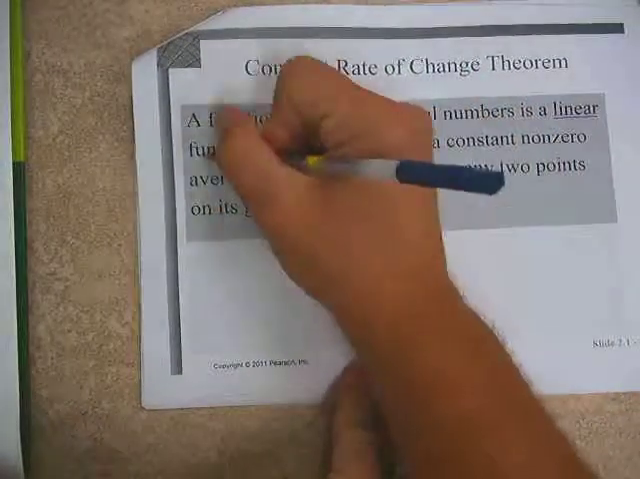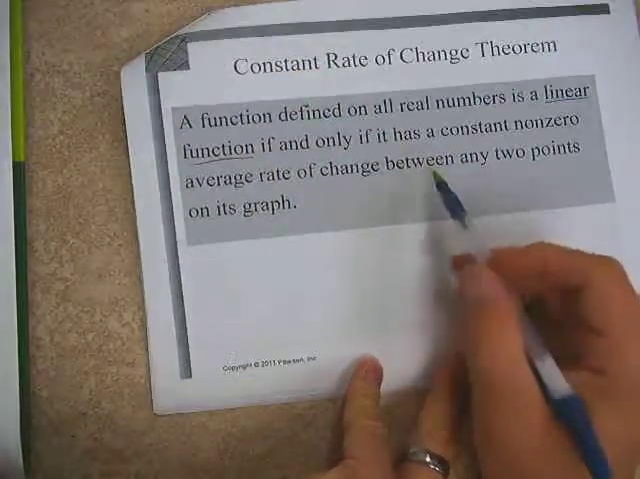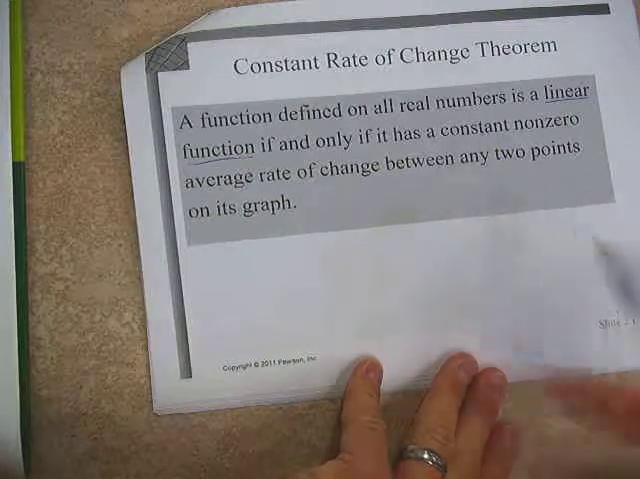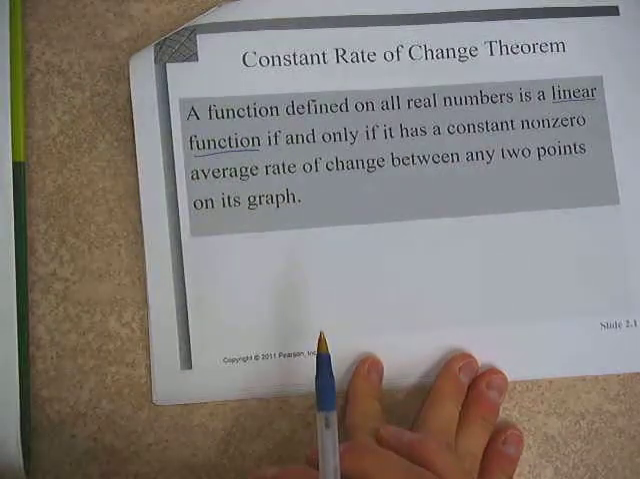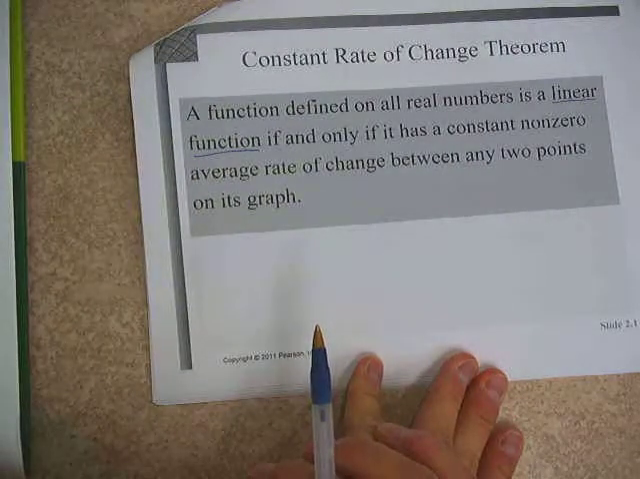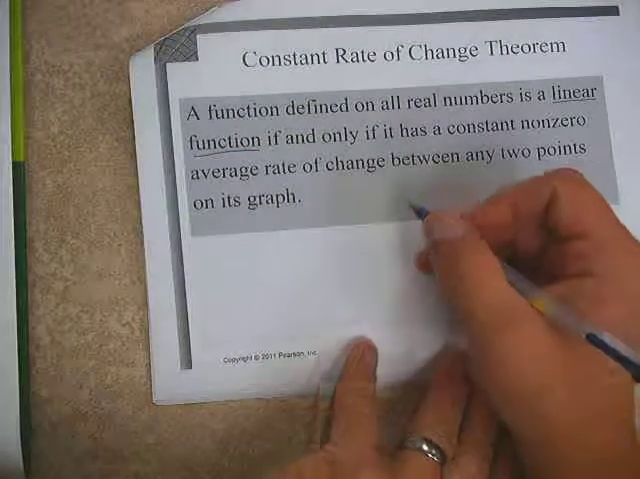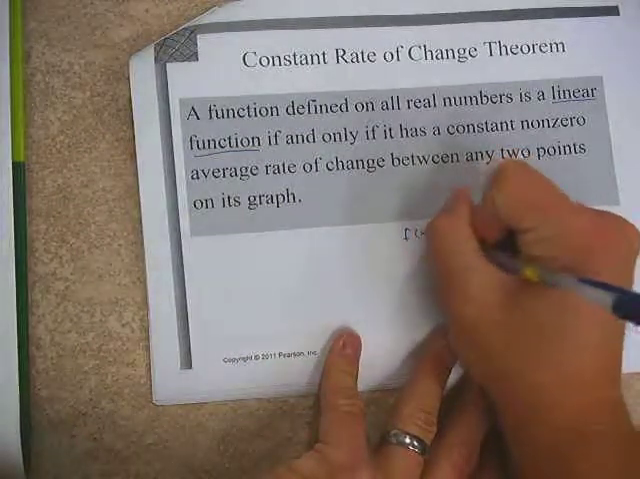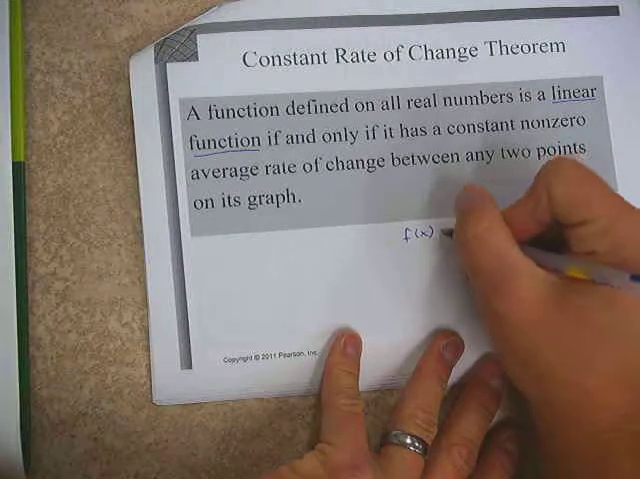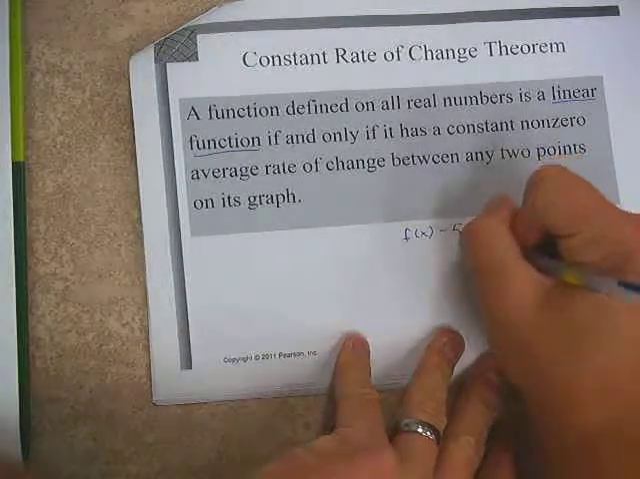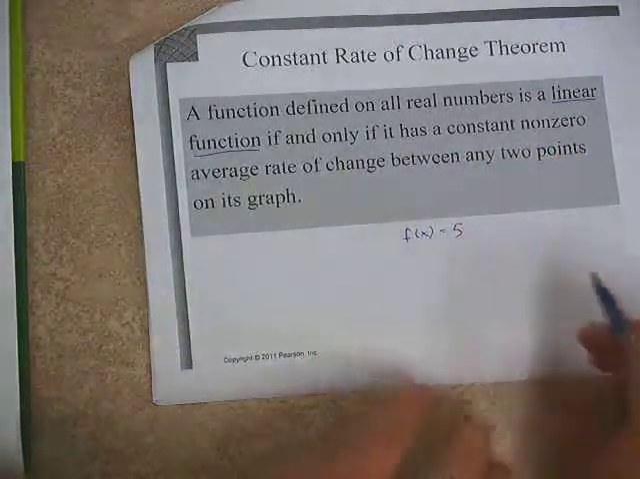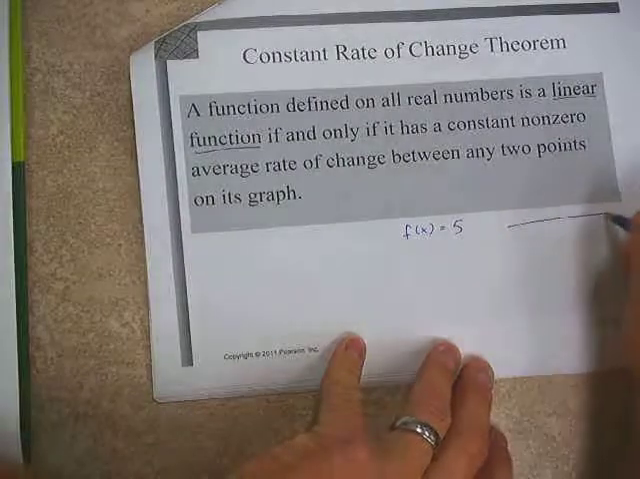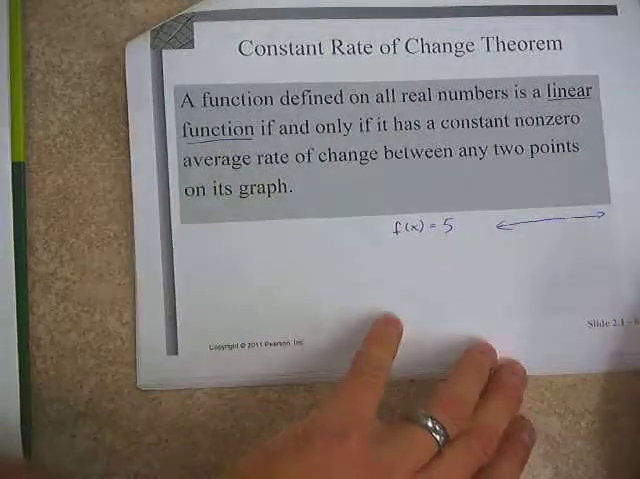There's one other definition here in your book. It's on page 172. It says a function defined in all real numbers is a linear function if and only if it has a constant non-zero average rate of change between any 2 points on its graph. So this is just another feature of a linear function. It's a linear function if we can actually calculate a slope.